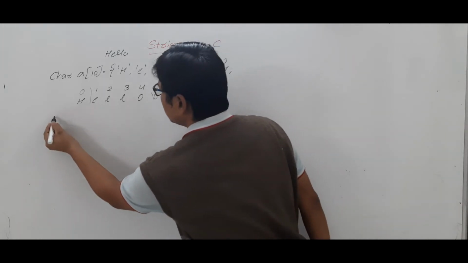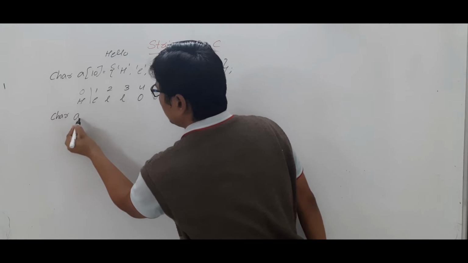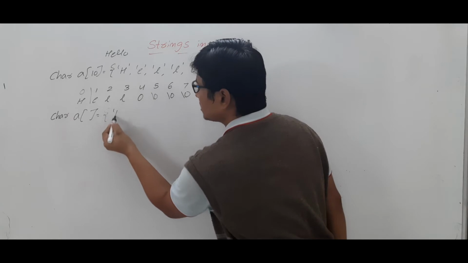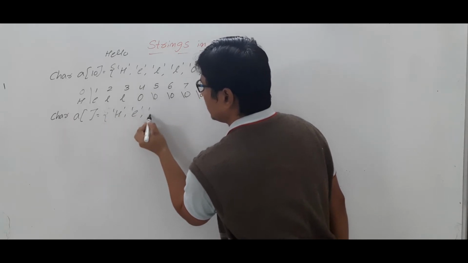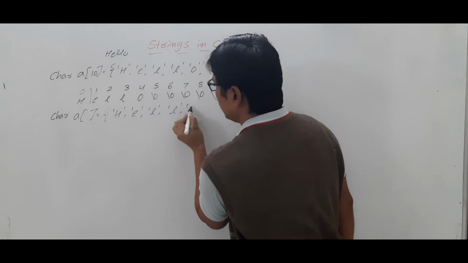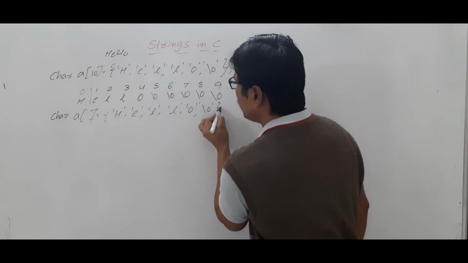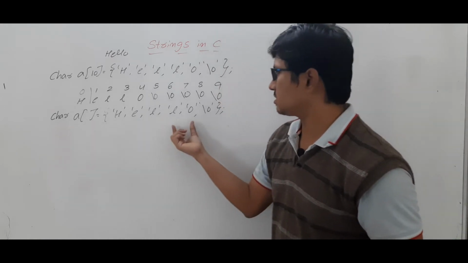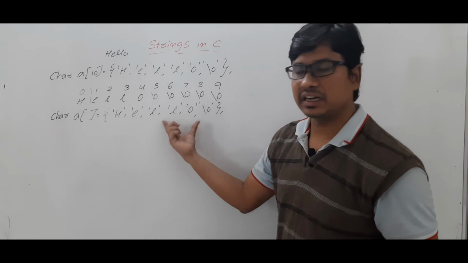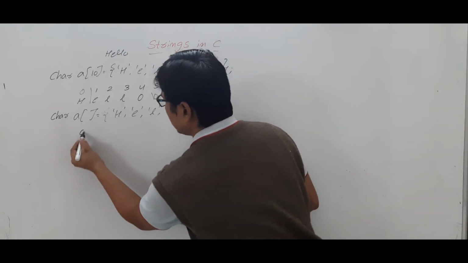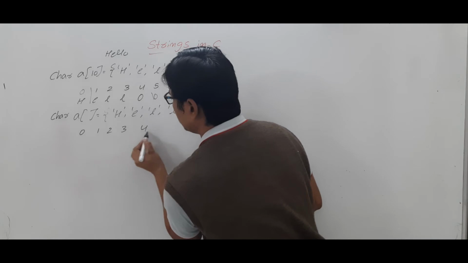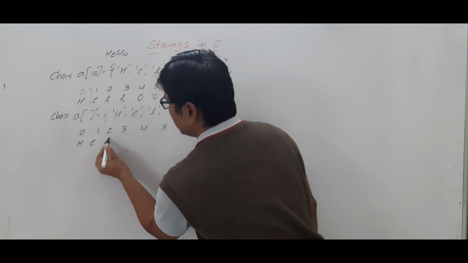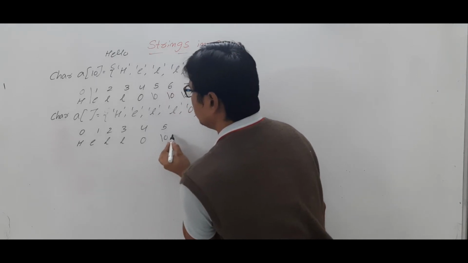Or we can do the same initialization in another way also. We need not specify the size of the array, and then we can initialize like this: H, E, L, L, O, backslash 0. Then what will happen is that it will create an array of size 6. Why? It has to store 6 characters, so it will create an array from index 0 up to 5, and H, E, L, L, O, backslash 0 will be stored.